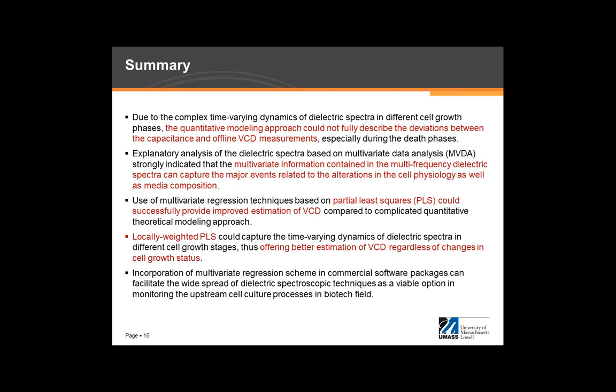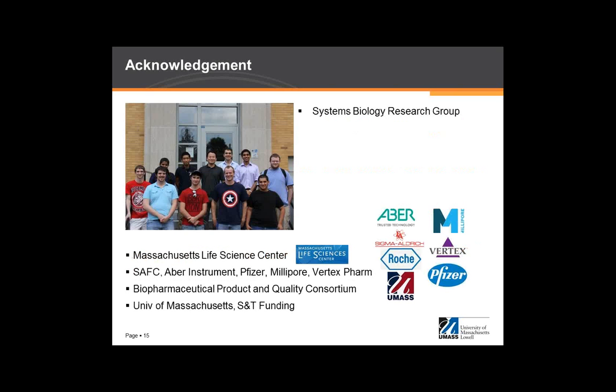And then the locally weighted partial least squares methodology, based on our simulation study, has demonstrated the best performance. So incorporating this methodology into the current application that you are using, this dielectric spectroscopy can give you a significant amount of improvement and open the door for other applications. So this is summarizing what I presented today.